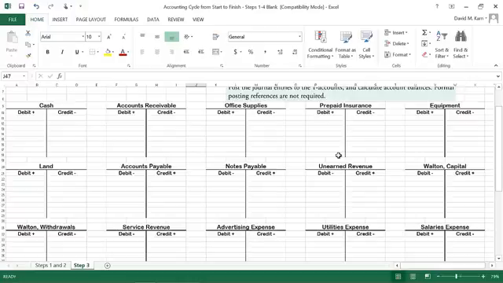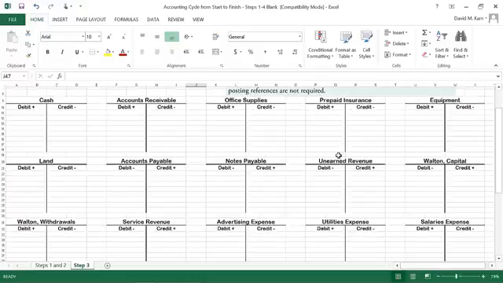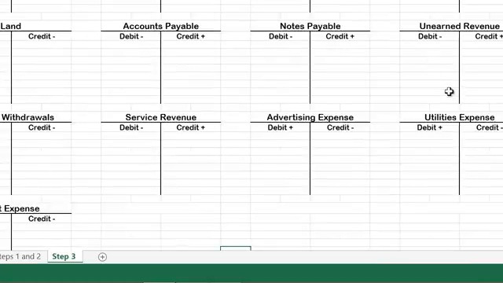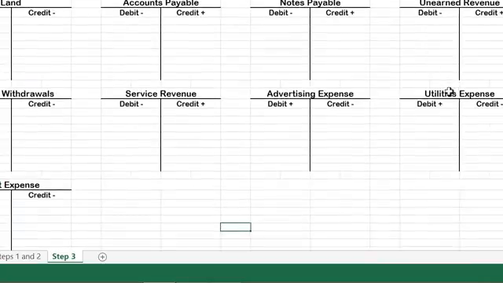I set up the rest of the accounts. So we have unearned revenue, which is a liability with a credit balance. Capital has a credit balance. Withdrawals, a debit balance. Revenue, a credit balance. And all the expenses, advertising, utilities, salaries, and rent, all have a debit balance.